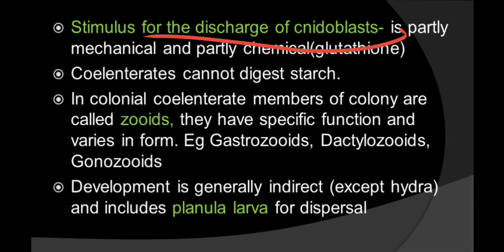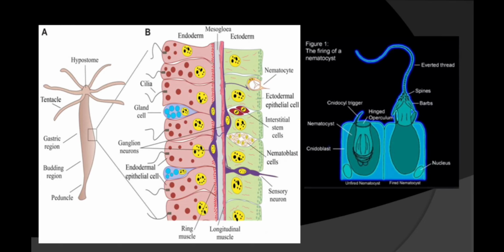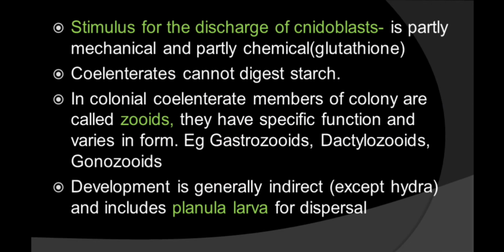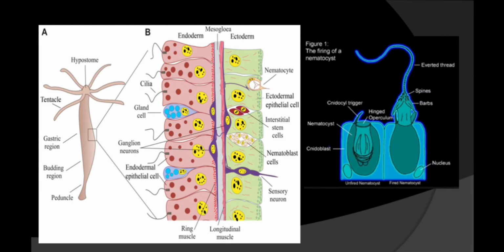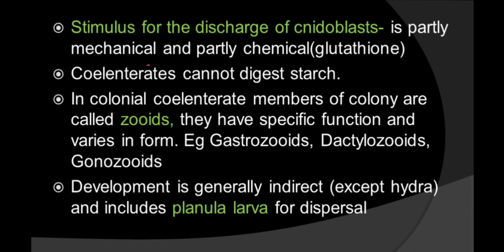Now, stimulus for the discharge of nematoblasts. When they discharge the nematoblasts, you can see here this is a cnidocil trigger. So whenever an animal comes and touches this cnidocil, it stimulates and they fire their nematocytes. Nematoblasts are fired and they paralyze the animal, and they get partly stimulated by the mechanical way, and partly by the chemical, that is glutathione. So these are the stimuli for the discharge of the nematoblasts.